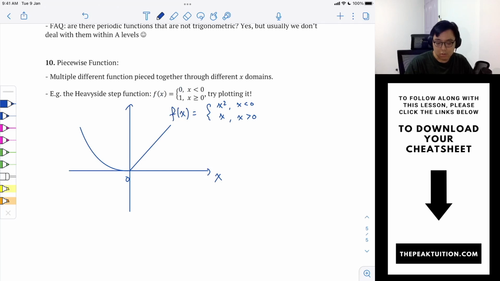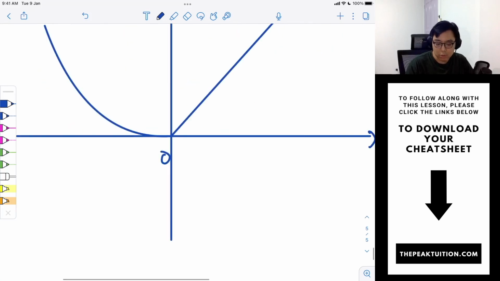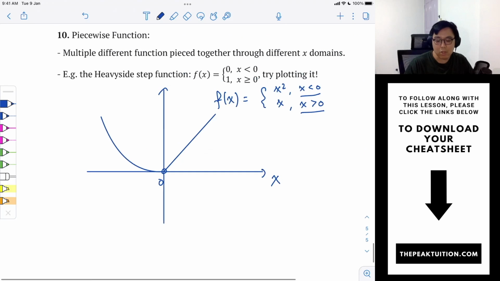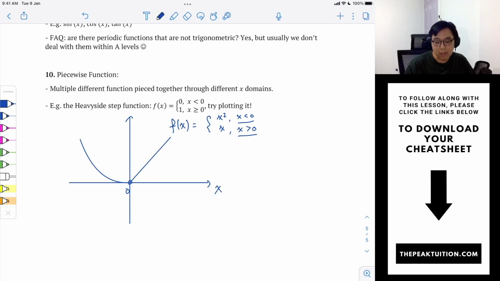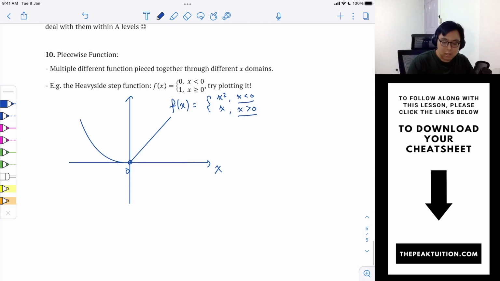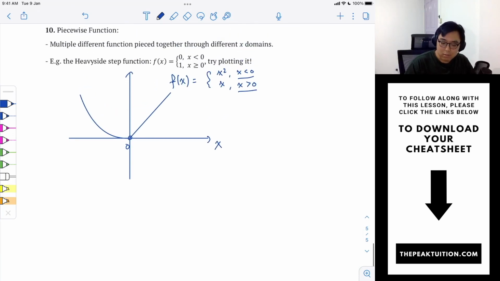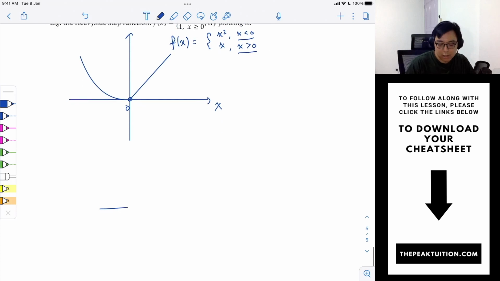Alright, so notice how in this case the domain is x less than 0, x more than 0. So the domain does not include x equals 0 itself. So then you need to draw an open circle here. An open circle means that that point is not included. Okay, so you must be careful about all this. Another example that is stated here is the Heaviside step function. Here I'll just do the example. If you want to try yourself, then pause the video.